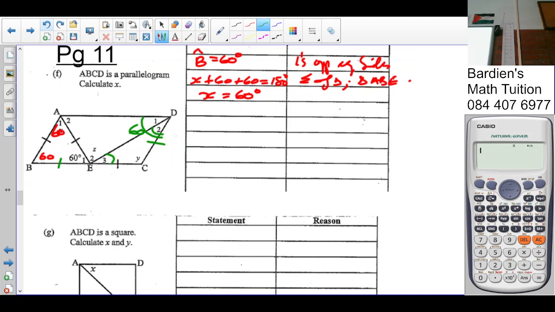Y is not 60. Listen, relax. Yes, so isn't E3 also 60? Why is E3 60? Because D2 is opposite. D2? We don't have D2. This whole angle is 60. D2 is not known.